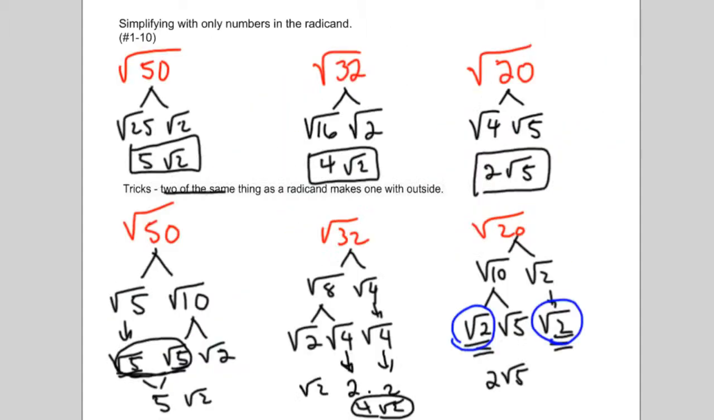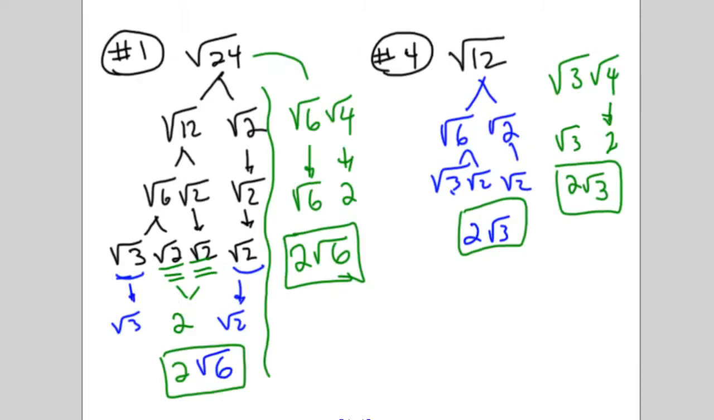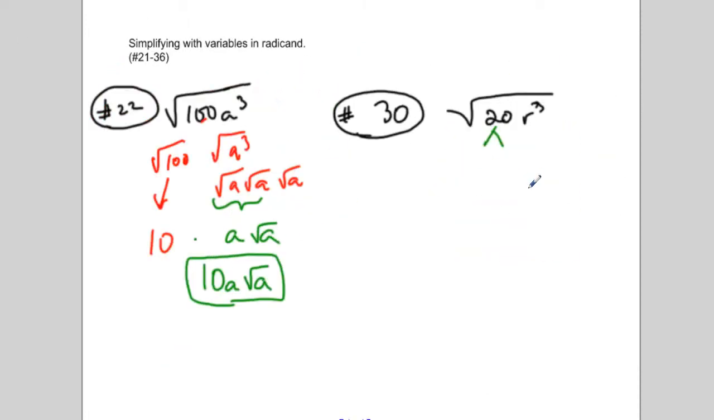Did we do 20 earlier? Maybe we did not. There it is. 20. It ends up being 2 square root of 5. Okay. Once again, try to think of perfect squares. Square root of 4, square root of 5. This is square root of r, square root of r, square root of r.